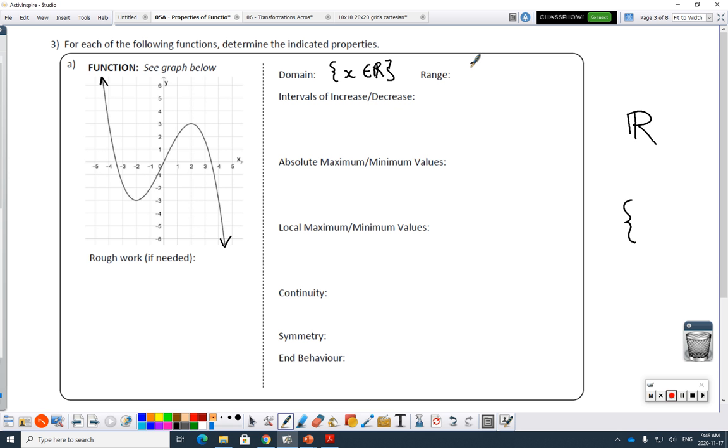And then range: y element of reals. And this is just our fancy, easy way to write all the x values. You can have any x value you want, and the result is you'll get any y value you want.